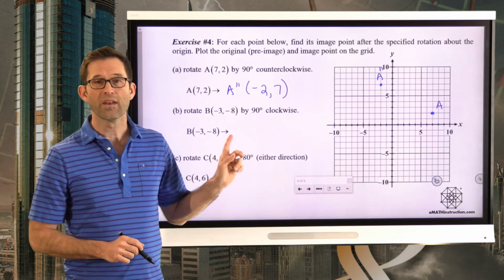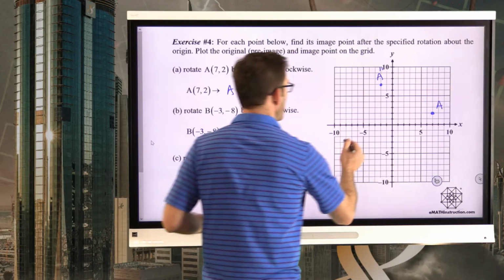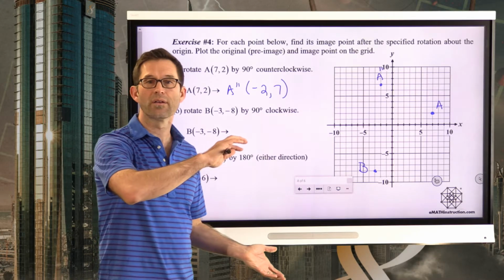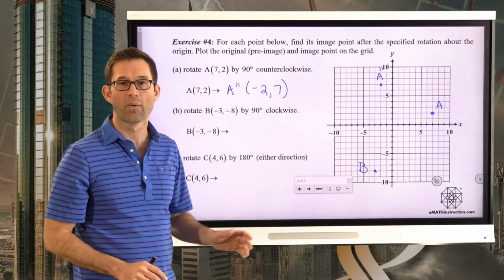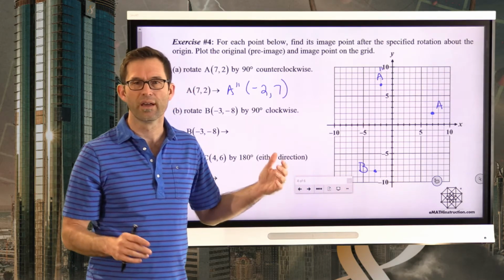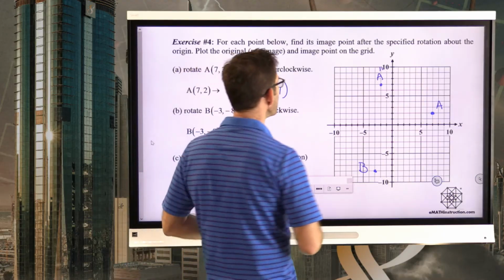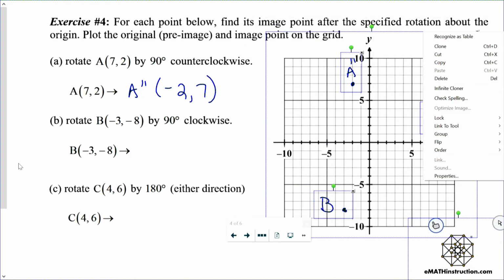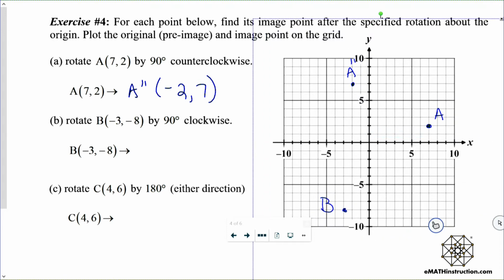All right, -3, -8. So -3, -8 is going to be right down here. That's going to be letter B. Now, what I want to do is rotate my entire sheet by 90 degrees clockwise, and I really kind of want this point to come along with it. Unfortunately, I can't really do that, or maybe I can. Actually, let me try something really quick. All right, on the fly. Here we go. That's going to work.